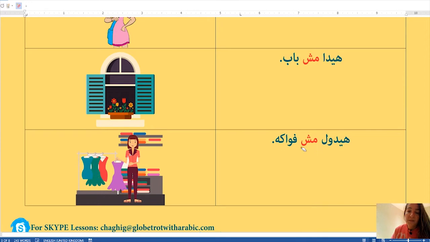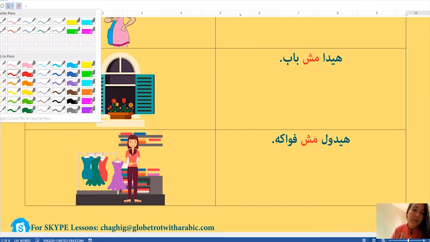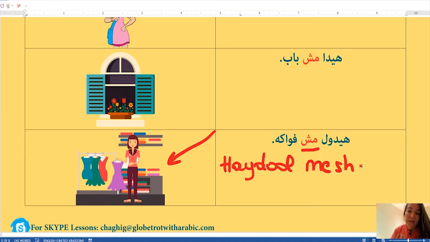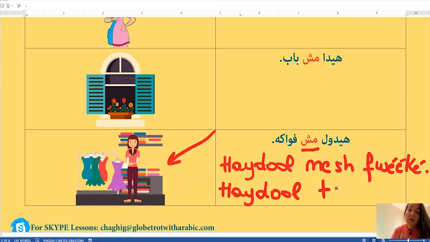Haydol fweke. Fweke means fruits. Haydol fweke means these are fruits. But as you can see in the picture, these are not fruits, these are clothes. So that's why I used here Haydol mish fweke. Haydol tieb. So I can write it Haydol mish fweke. Haydol tieb. These are clothes.